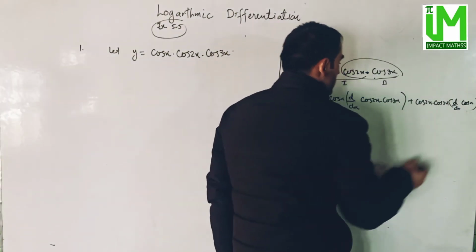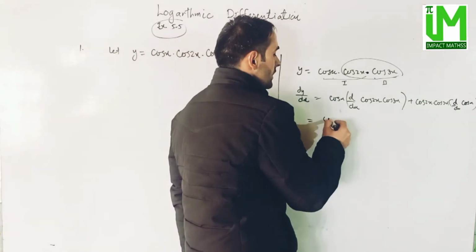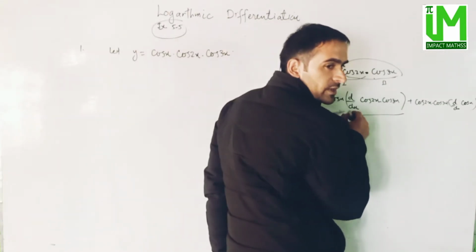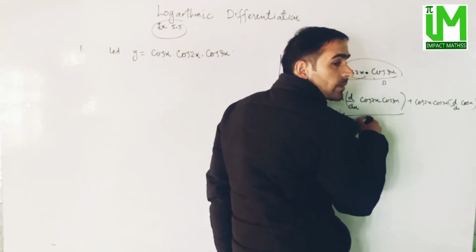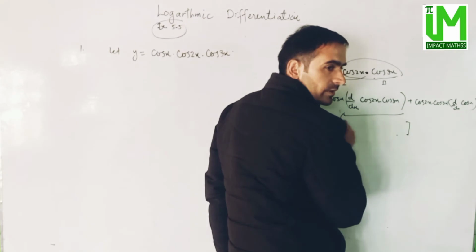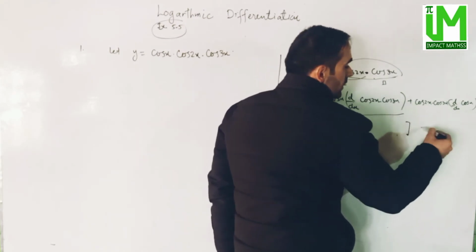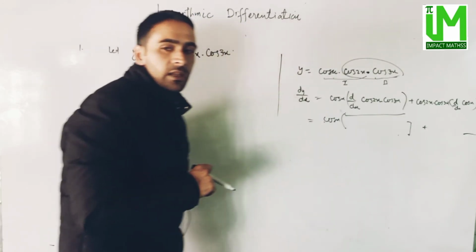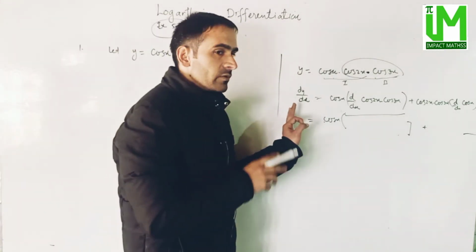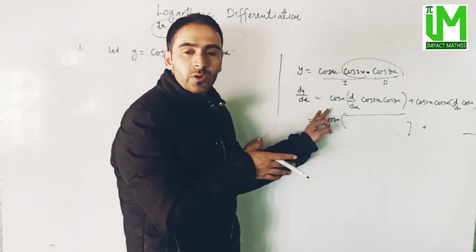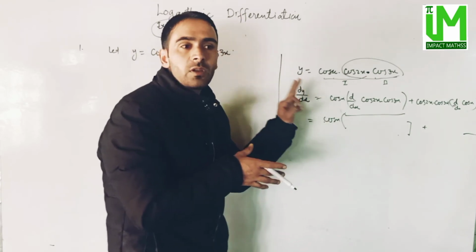So it will be d by dx of cos of x. Then we have to find the differentiation, and the product rule results in this, which we have to multiply with this cos of x, and then we have to add up this thing. But you see, this question we can directly solve without applying the product rule of differentiation, using log.